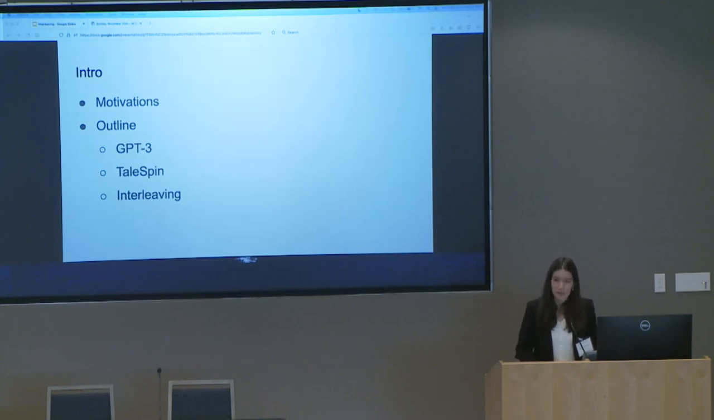We present a preliminary study into a method for keeping large language models on the rails using a symbolic story generating system. In this presentation, we'll briefly go over GPT-3 and Tailspin, and then we'll go into interleaving.